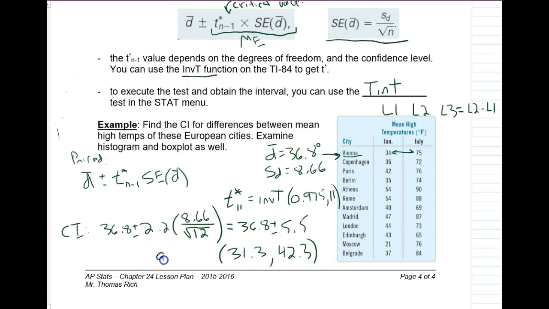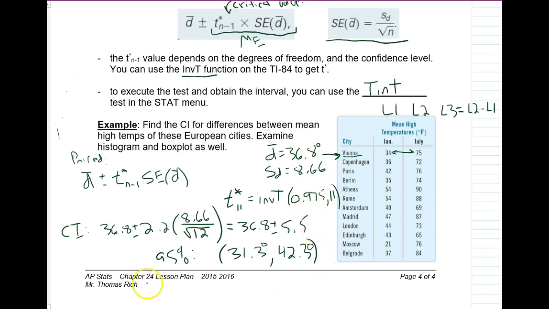So I am 95% confident that the difference between the cities, between the January and July temperatures, is somewhere between 31.3 and 42.3 degrees. So there we go. And that's it. So I would make a comment on that about my confidence of 95% being that the difference between the city temperatures January and July is that particular range. Okay, well, I hope that was helpful.